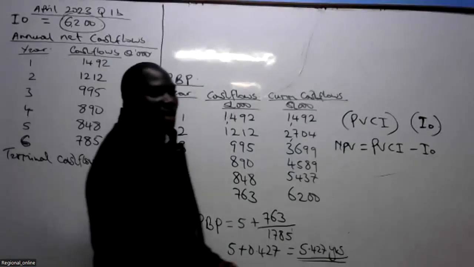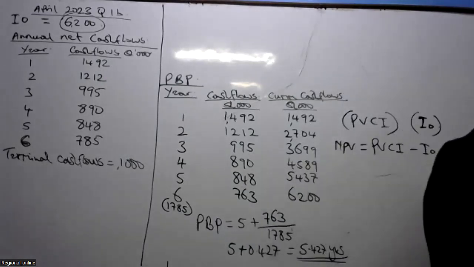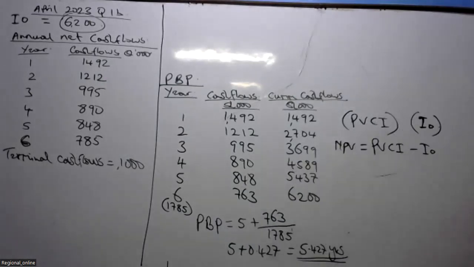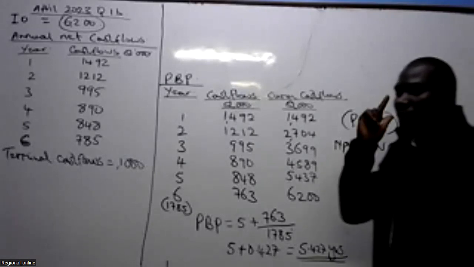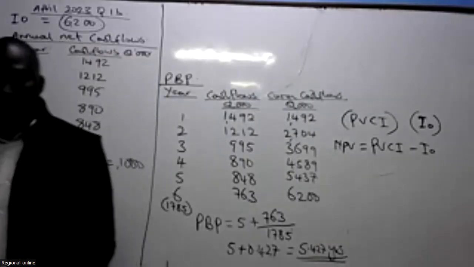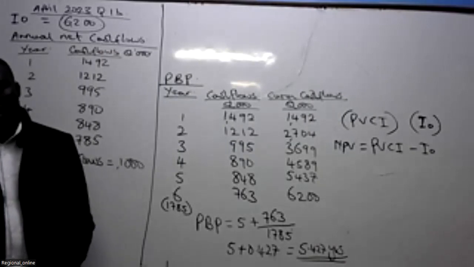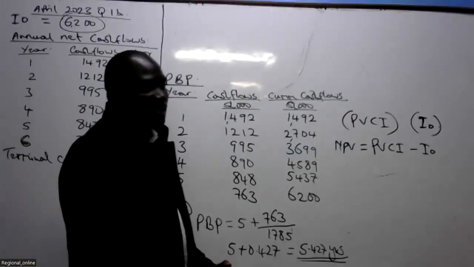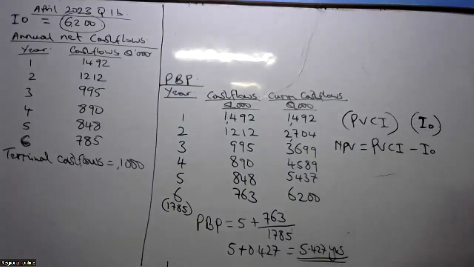Next point is saying cash flows are discounted using the firm's cost of capital, that is WACC. Cash flows are discounted using the firm's cost of capital, WACC.